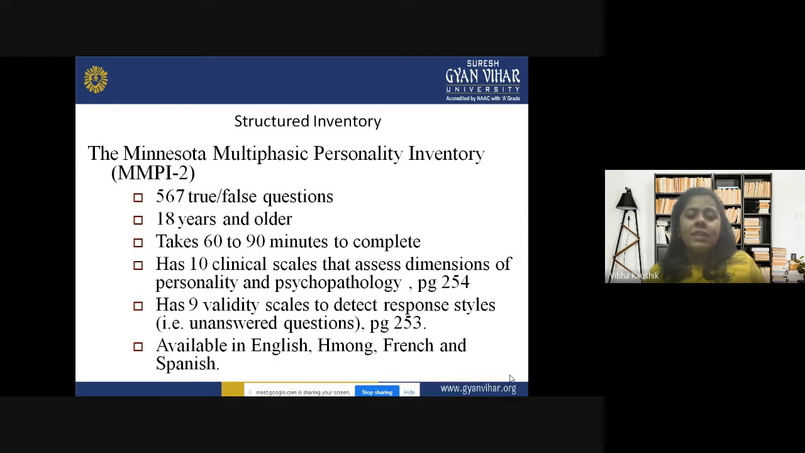Has 10 clinical scales that assess dimensions of personality and psychopathology. And that test means 567 statements are divided into 10 clinical scales, and those 10 clinical scales assess dimensions of personality and psychopathology. Has 9 validity scales to detect response style, that is unanswered questions. Available in English, Hmong, French and Spanish, means the test has been prepared in English, Hmong, French and Spanish.